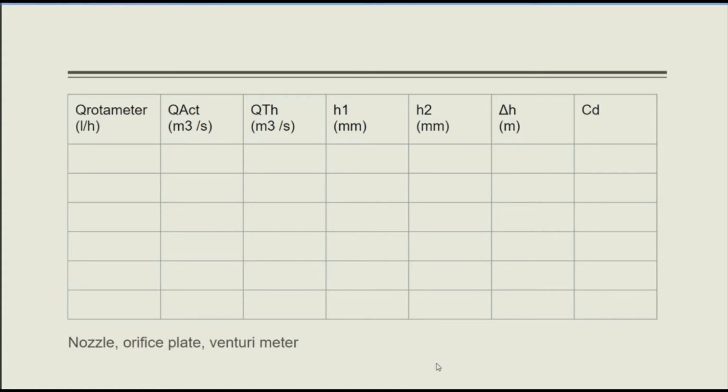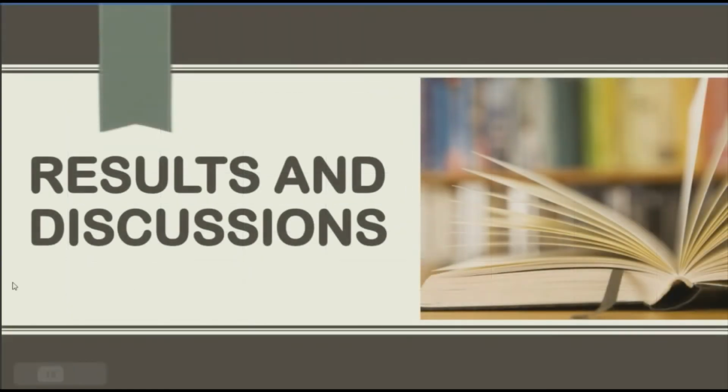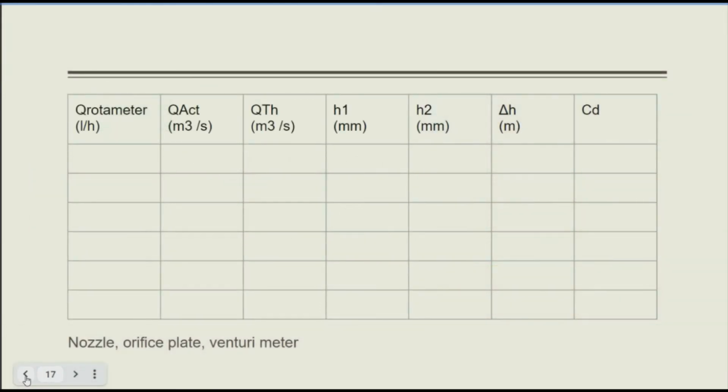And then the QTH, which is the theoretical volumetric flow rate, is calculated using the formula that Jasmine explained in her part, which is equation 2. The H1 and H2 are the heights obtained from the multi-tube manometer, and the delta H is the difference between H2 and H1, where the formula is H2 minus H1. And the CD is the discharge coefficient calculated using equation 3.